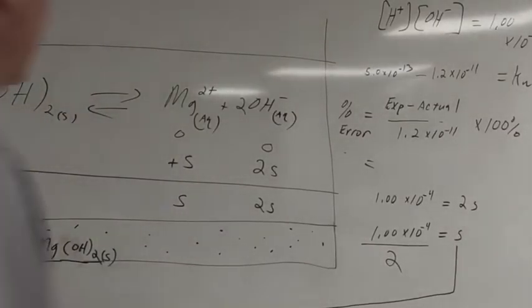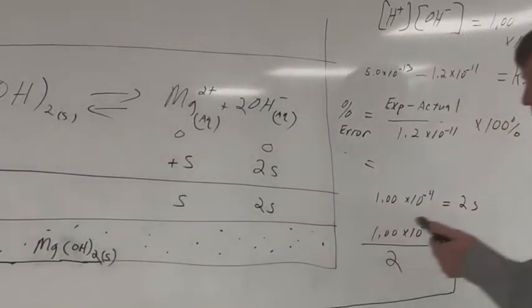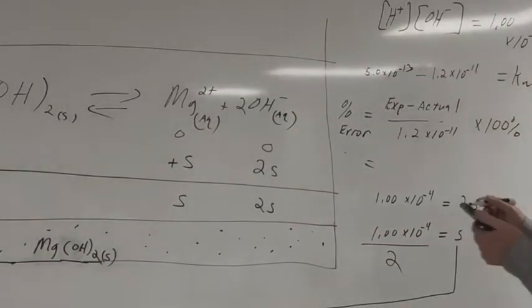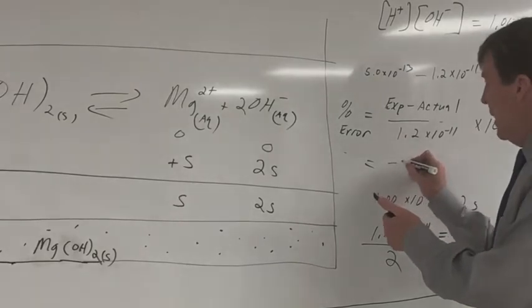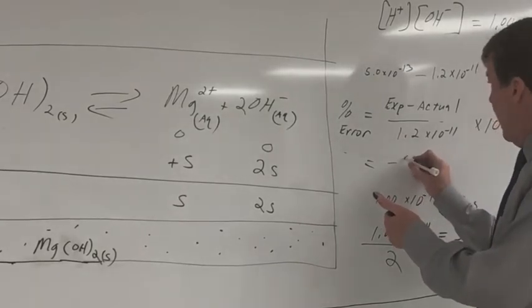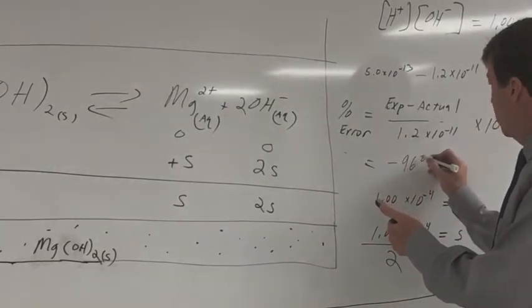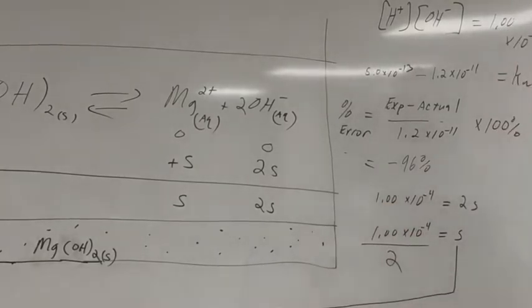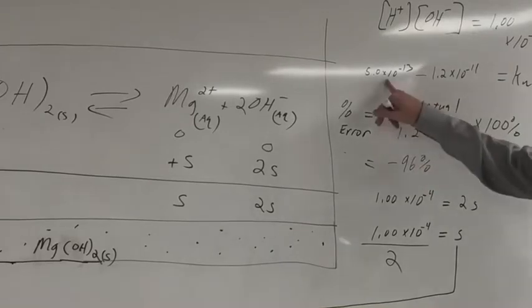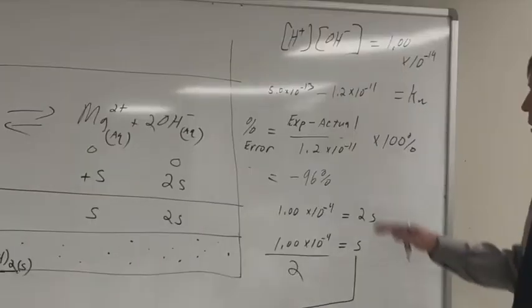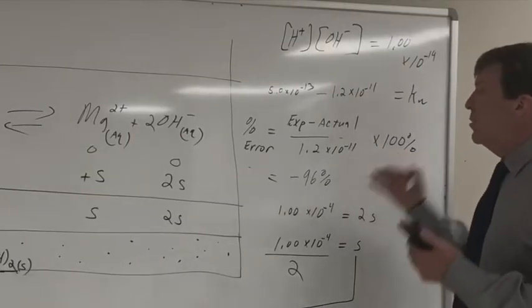So go ahead and do that now, quickly. So what do we have here? It looks like our percent error is about negative 96%. So 96%. Don't let the negative throw you. That just means that this value was less than that. So we have quite a bit of experimental error.